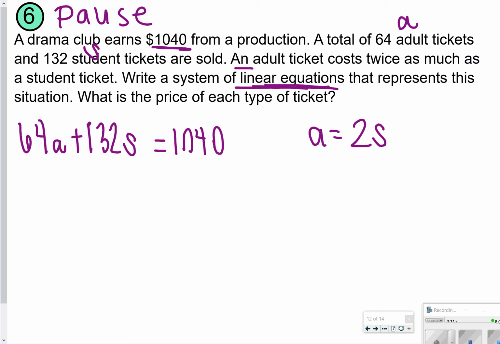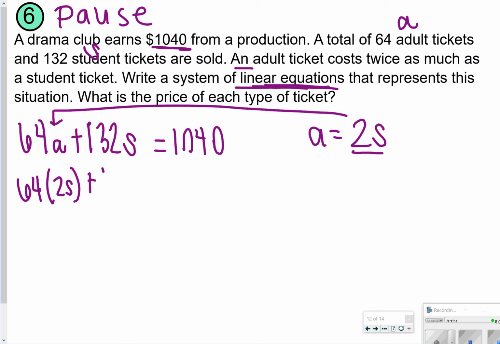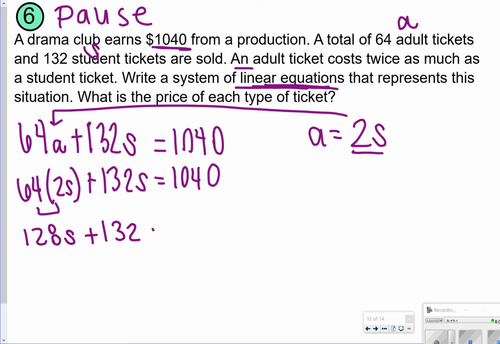Okay, so now that I have solved for A, I can maybe plug this back in to this one over here. So these are my two equations. I'm going to go ahead and start solving. So if A is equal to 2S, I'm going to go ahead and plug that in. So 64A would be 64 times 2S plus 132S is equal to 1,040. 64 times 2 is 128, so that's 128S plus 132S equals 1040.